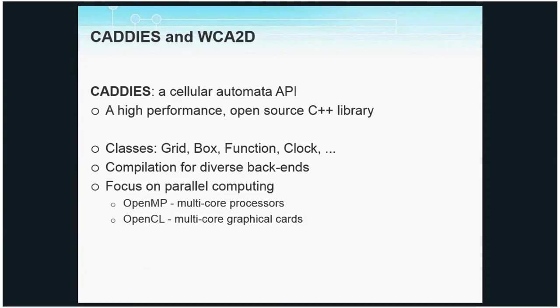So what is CADDIES and what is the WCA2D model? Well, CADDIES is a cellular automata API. It's a high performance API written in C++. It's an open source library. It implements a few classes like grid, box, function, clock, etc. It's ready to compile for diverse backends, and it also has a focus on parallel computing. And as far as I know, one of the big people responsible for this is Mike Gibson, who, as part of his PhD, has been developing these OpenMP and OpenCL multi-core options for the CADDIES.